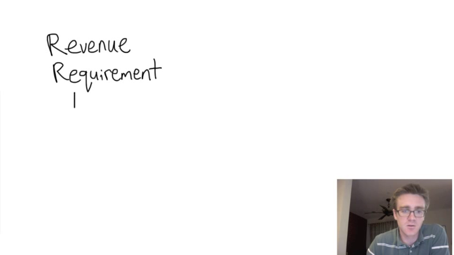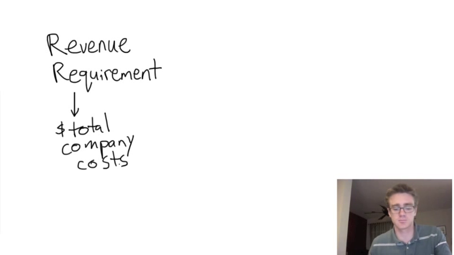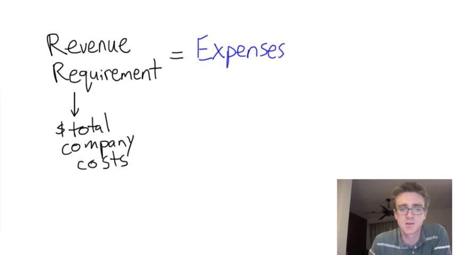So I'm just going to write down here: dollars, total company costs. And this revenue requirement is a number that involves a lot of different elements, but we can get the basic gist of how to find it by looking at a pretty simple equation. So I'll just write here that the revenue requirement is equal to, let me just change colors here, expenses plus company's rate base times a rate of return.